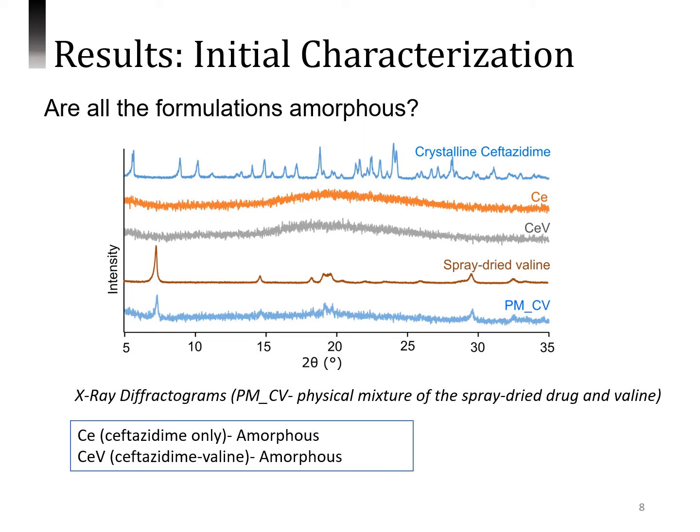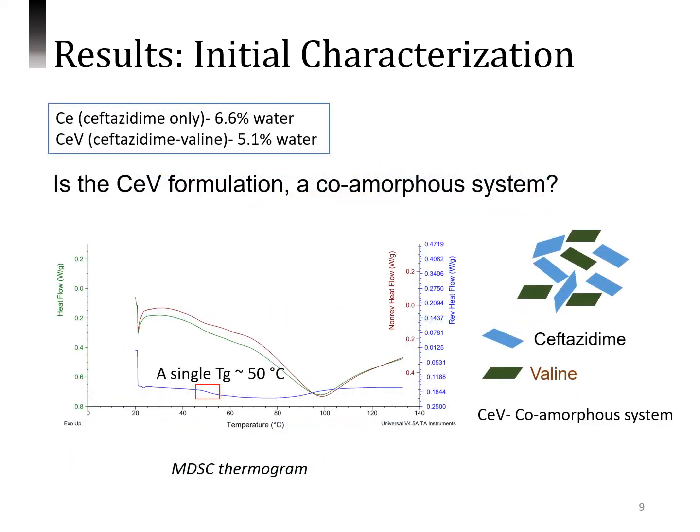Coming to the results, the XRD with characteristic amorphous halos without any peaks suggested that the ceftazidime only and ceftazidime valine formulations were amorphous. Valine was crystalline upon spray drying alone. However, it was amorphous when it was spray dried with ceftazidime. The water content in both the formulations was around 5%. So the XRD suggests that the ceftazidime valine formulation is amorphous.